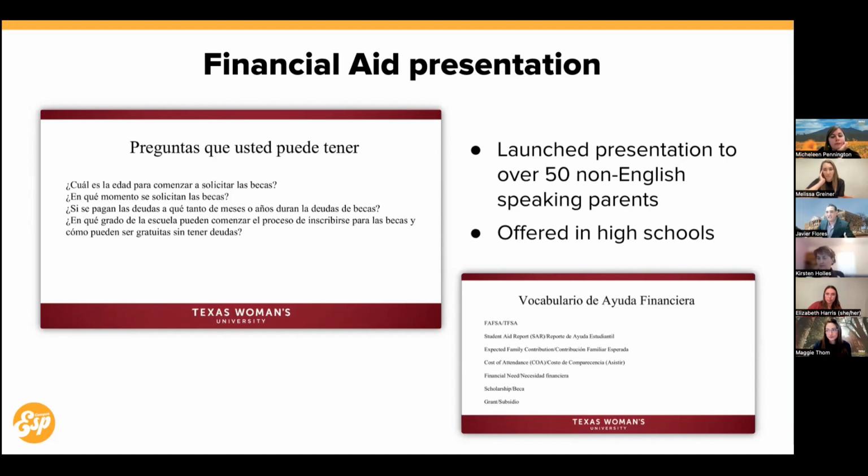And this is where we will use individuals that work here at Texas Women's University that are from different areas, someone from Puerto Rico or someone from South America or someone from Mexico, to see if the terms are correct or if we need to adjust those as well.